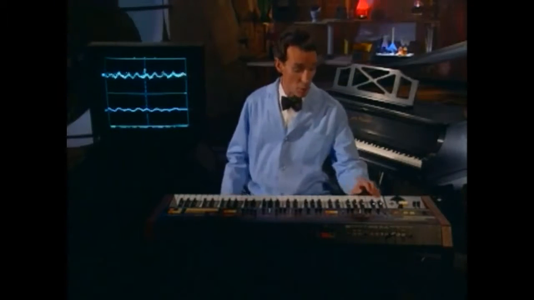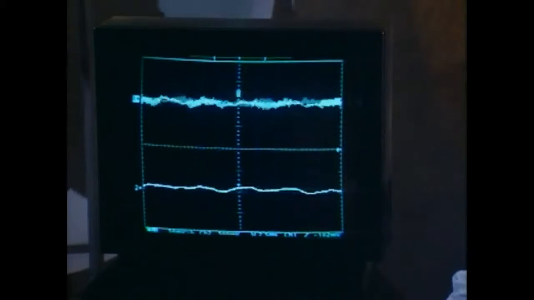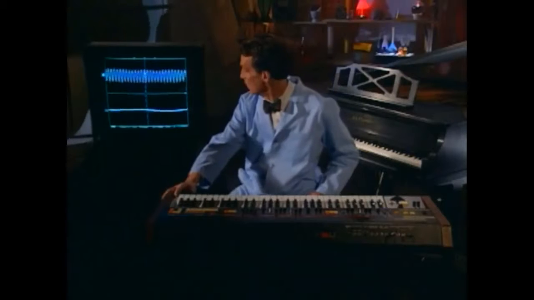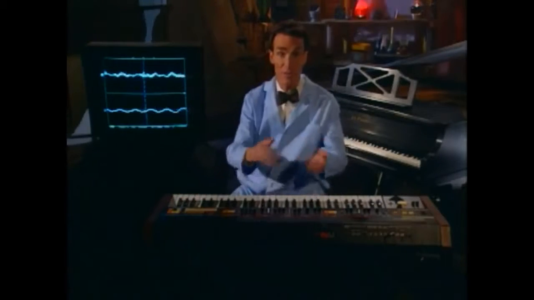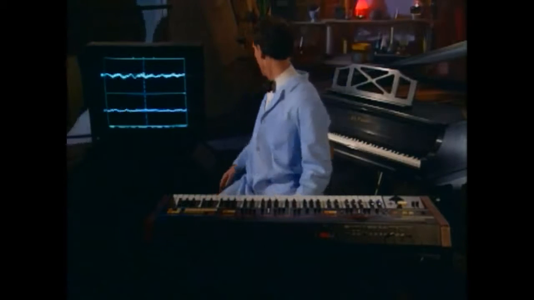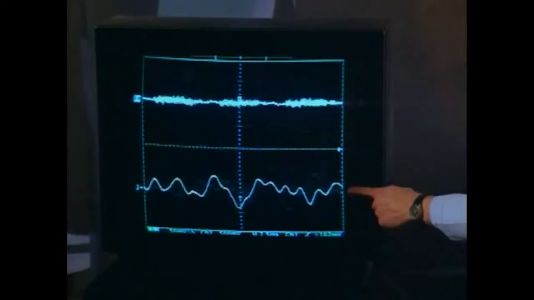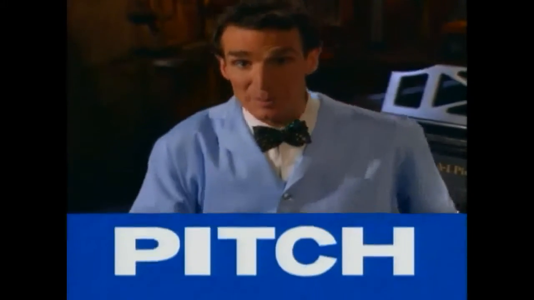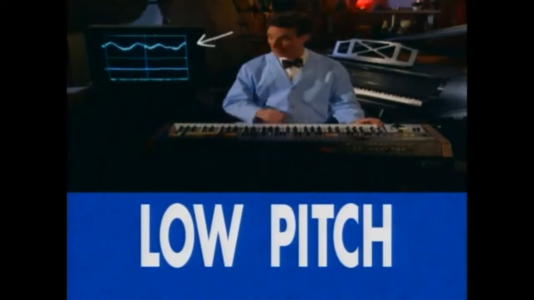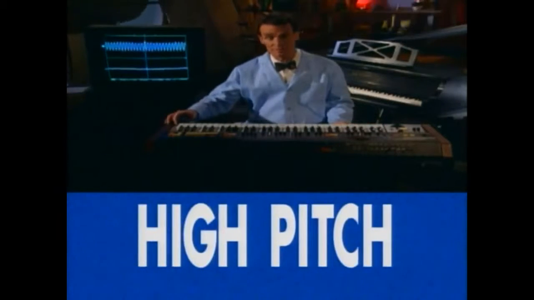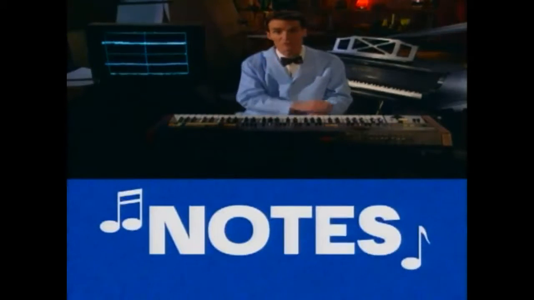Now, when I hit a low note, we can see that the waves are pretty far apart. When I hit a high note, the waves look about the same, but they're much closer together. This is true on the electronic keyboard or on the piano. Now this is called the pitch of the sound. So this would be a low pitch sound, and this would be a high pitch sound. Now we take these sounds and arrange them in what are called notes of music.